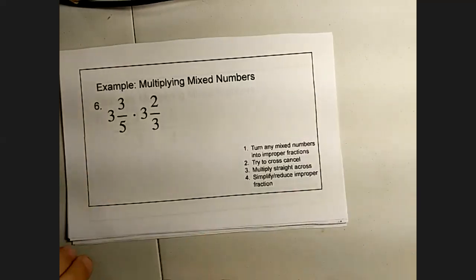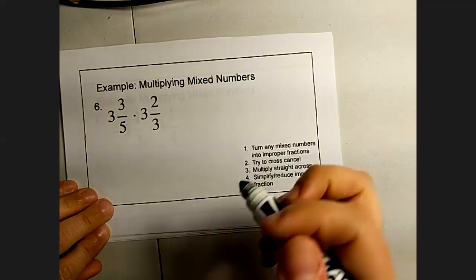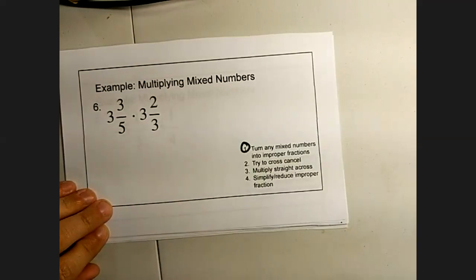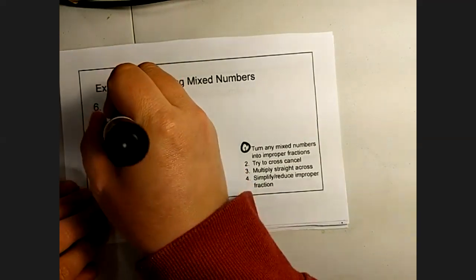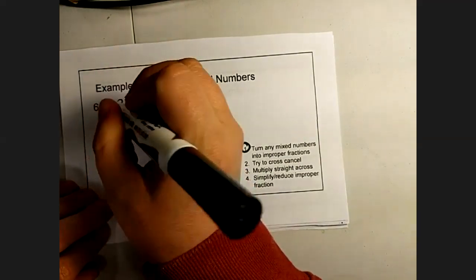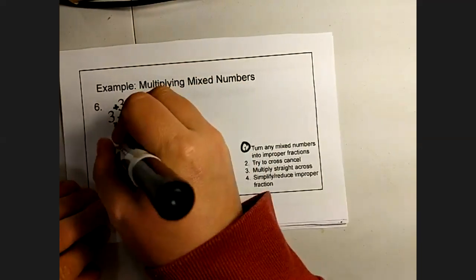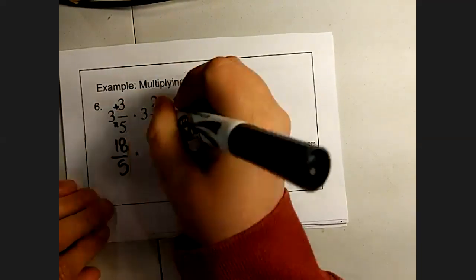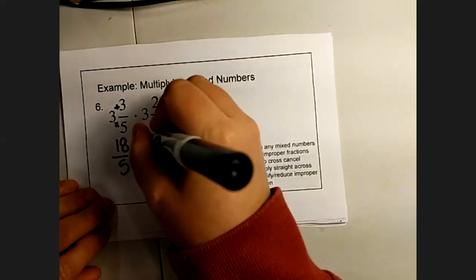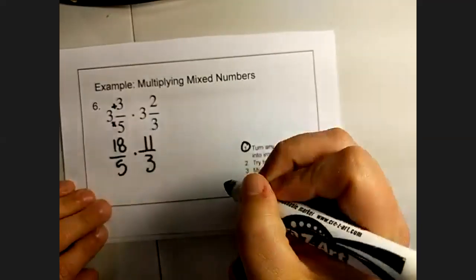Now, if we have mixed numbers, okay, it's basically the same, except we have to make sure we're doing this key first step. We need to turn any mixed numbers into improper fractions, just like we did when we were adding. So to do this, we're going to multiply and add. So 5 times 3 is 15, plus 3 is 18 over 5, times 9 plus 2 is 11 over 3.